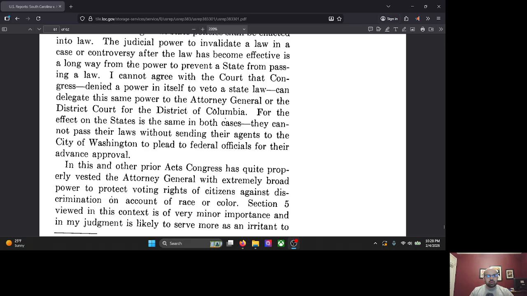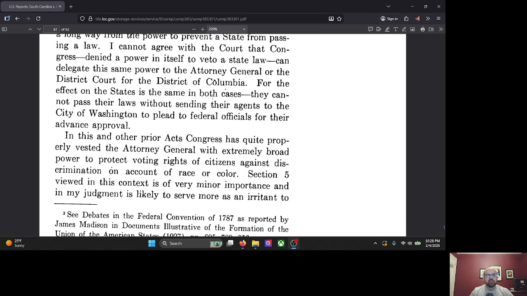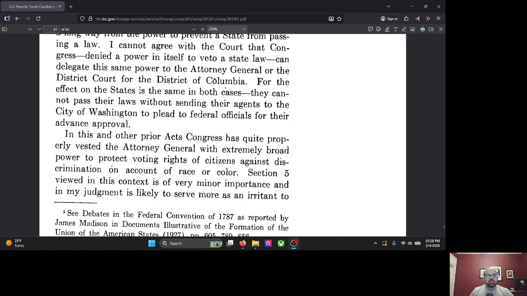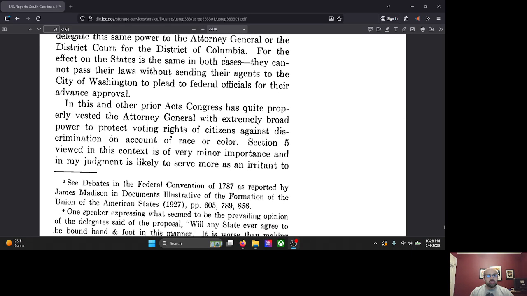I cannot agree with the court that Congress, denied a power in itself to veto a state law, can delegate this same power to the Attorney General or the District Court for the District of Columbia, for the effect on the states is the same in both cases. They cannot pass their laws without sending their agents to the city of Washington to plead to federal officials for their advance approval.